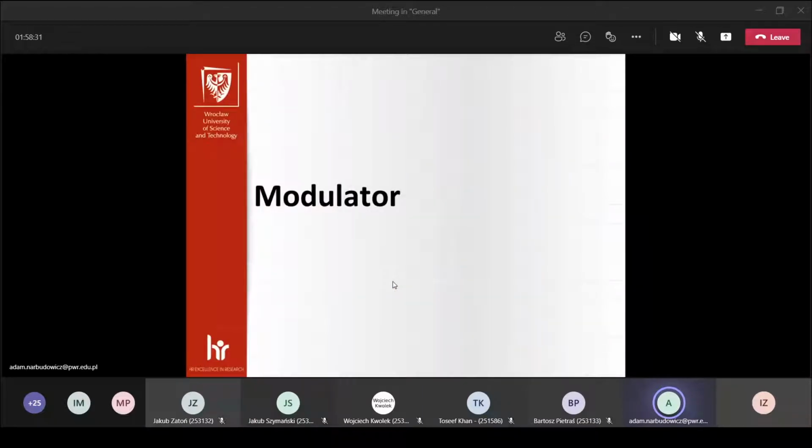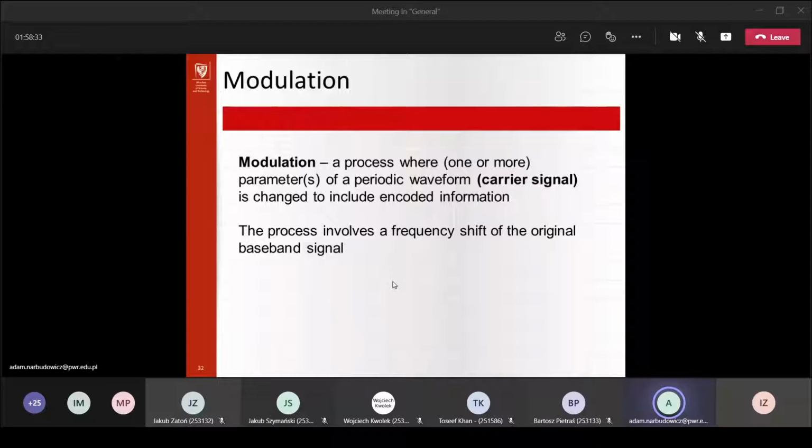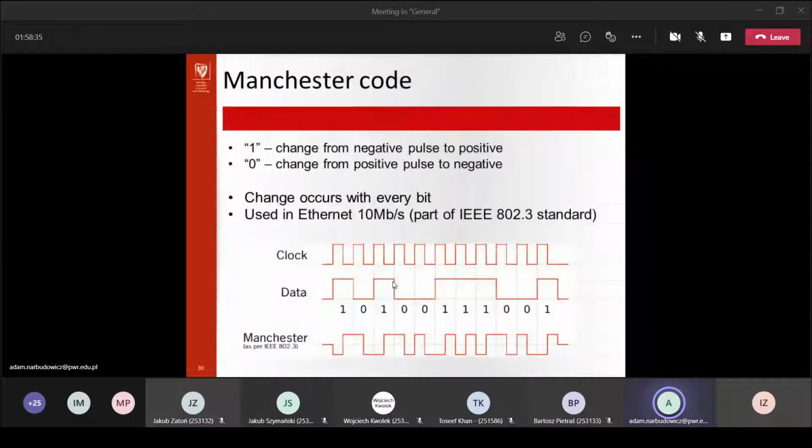Okay, now modulation. Sorry, actually, are there any questions in relation to this section of the lecture? Okay, so I'm assuming there's not.